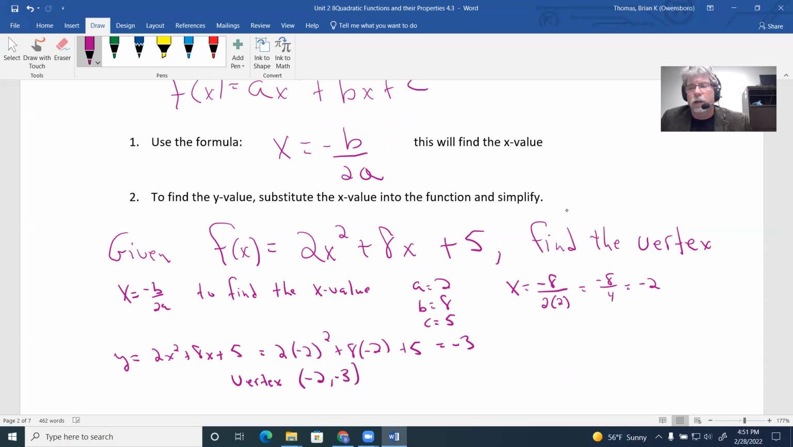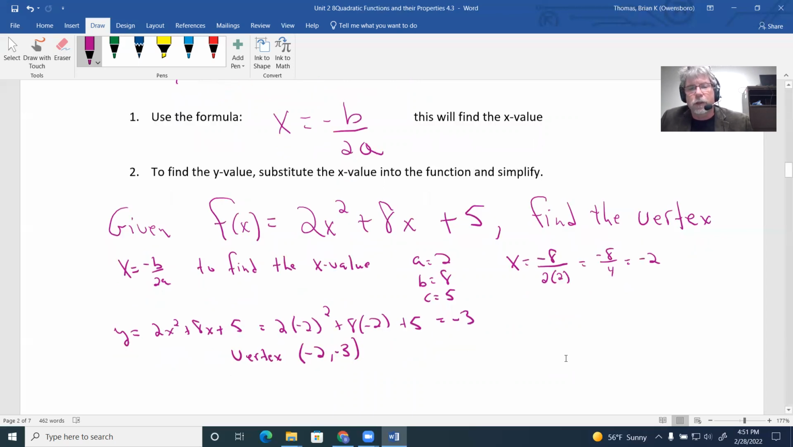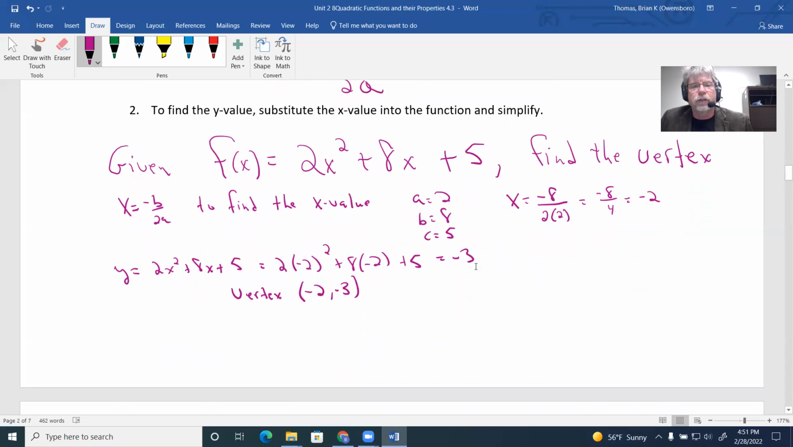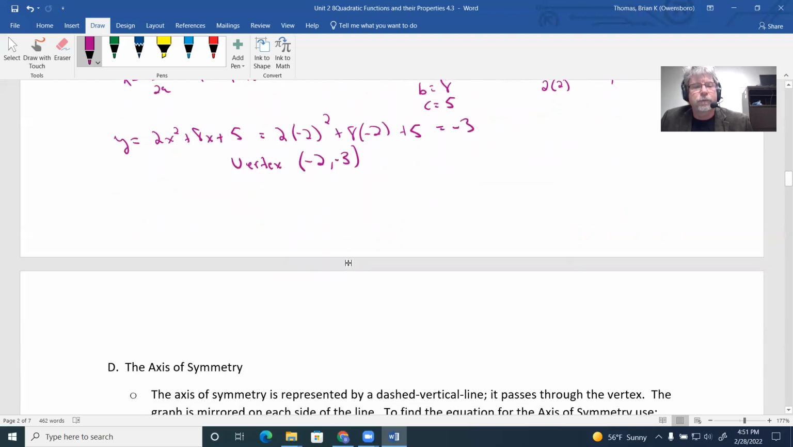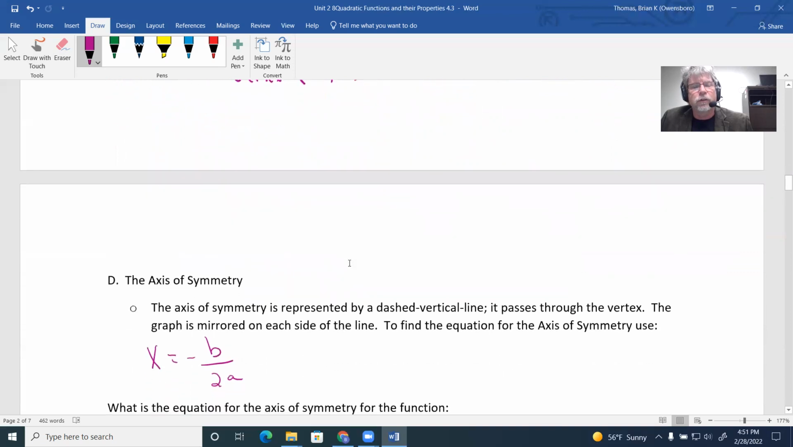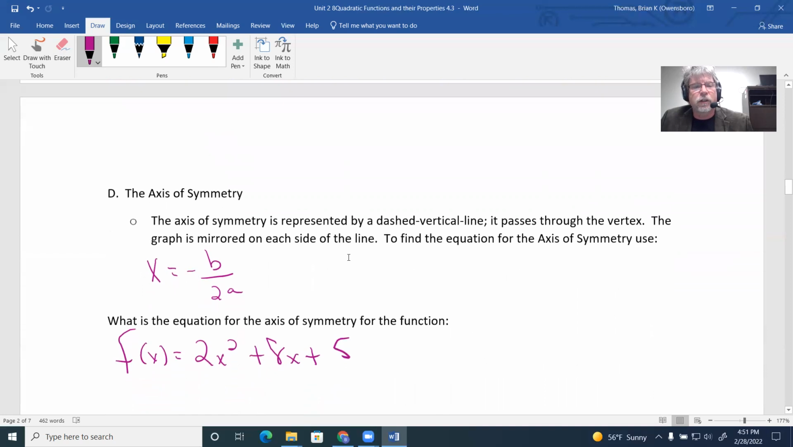And that's going to be the lowest point on the graph, since this graph opens up. So when x equals negative 2, the minimum there would be the negative 3. So we'll get into more information as we go on about graphing it. We just want to find the vertex there.